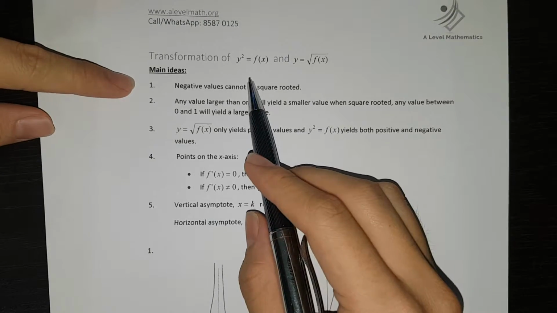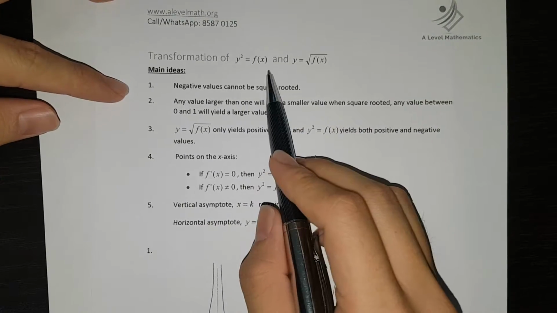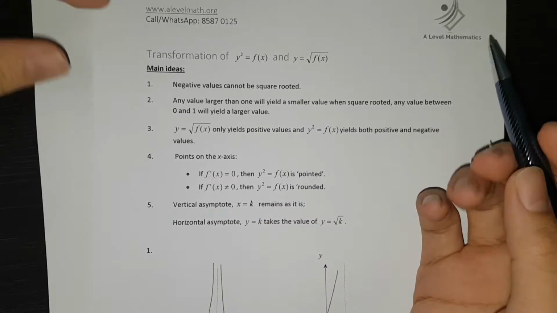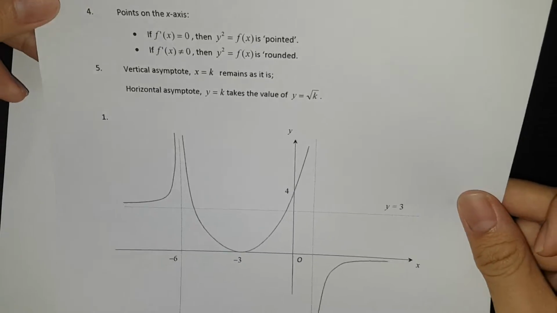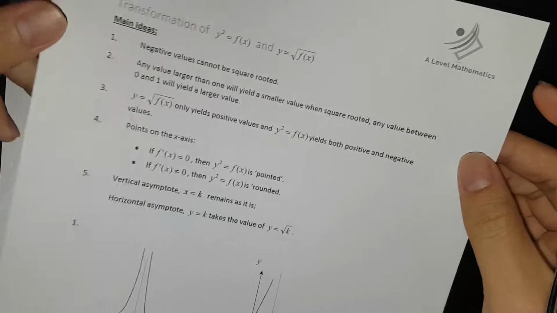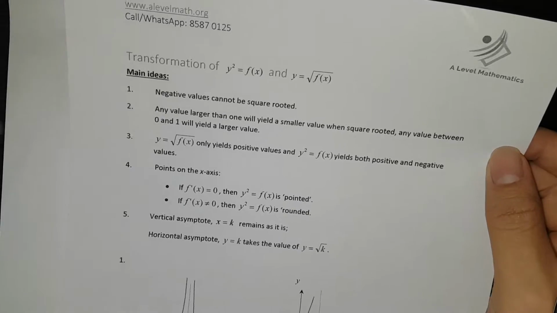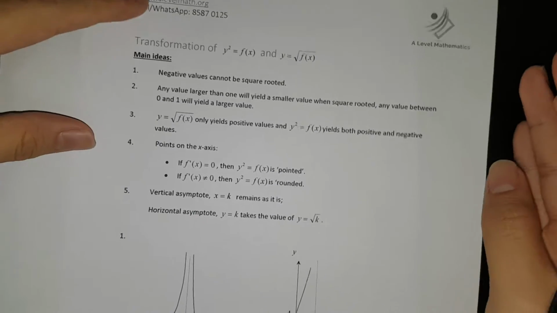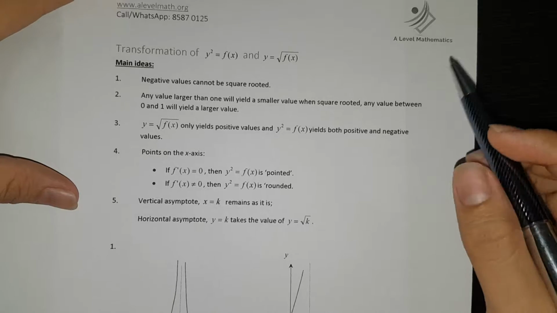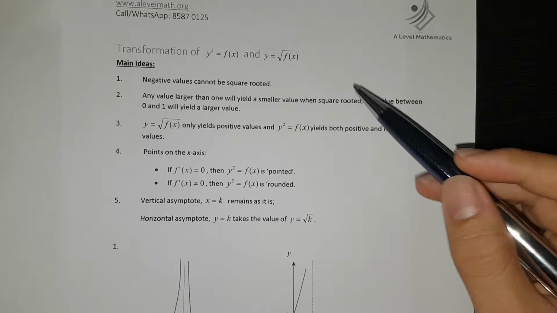Alright, I'm Mr. Gunn and I'm here to teach you the transformation of y squared equals f(x), which is the square roots of the f(x) graph. Now these notes I have prepared for you, the brief notes, you can get from alevelmaths.org. Just go to the website, download it and print it out so that you can follow this video lecture. So without further ado, let's start on with the square roots of this graph.